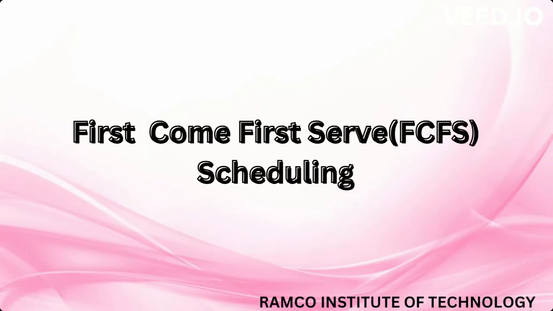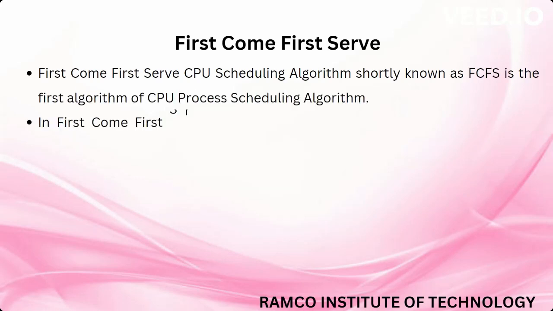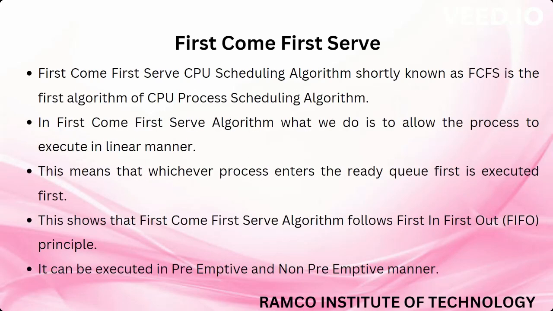Then the first type of scheduling is first come first serve. This is also known as FCFS scheduling. In first come first serve scheduling, what we do is allow the processes to execute in a linear manner. This means whichever process enters the ready queue first will be executed first. The first come first serve scheduling algorithm follows the first in first out principle. It can be executed in preemptive and non-preemptive manner.